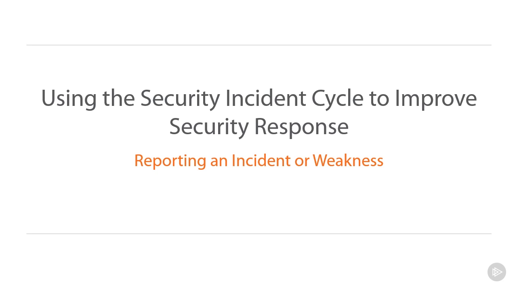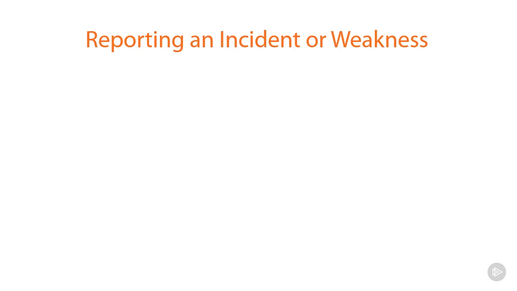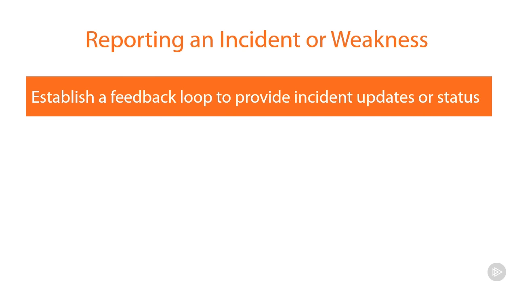In this section, I'm going to teach you about things to consider when creating an incident reporting process. Reporting procedures should include the following elements. First of all, an established feedback loop to ensure that incident updates and resolutions are communicated to those who reported the incident in the first place.